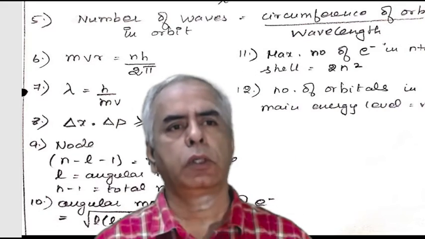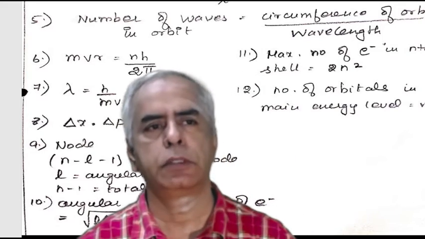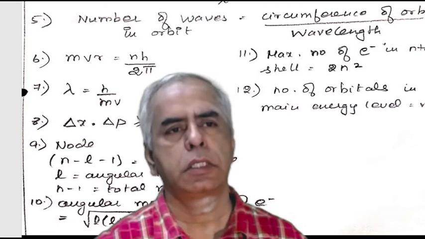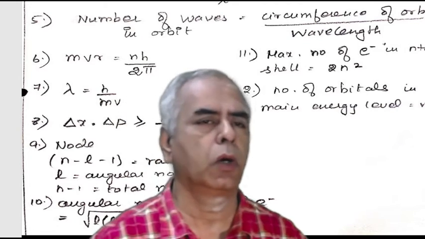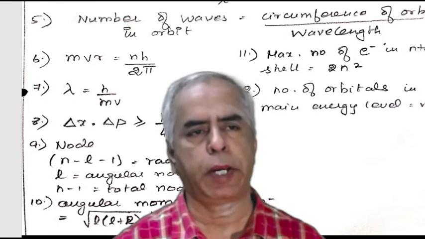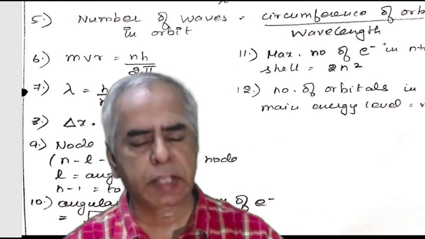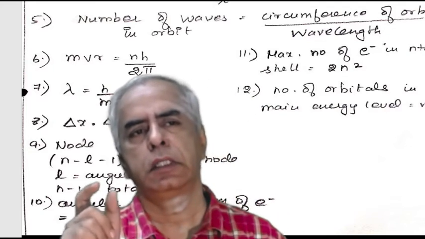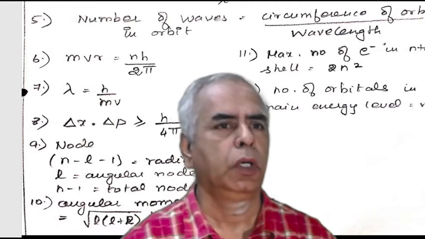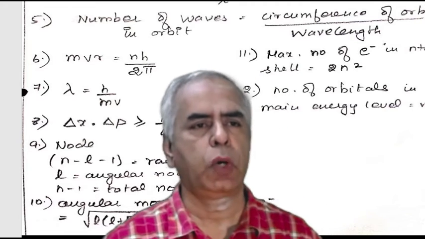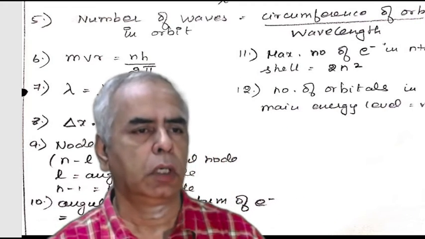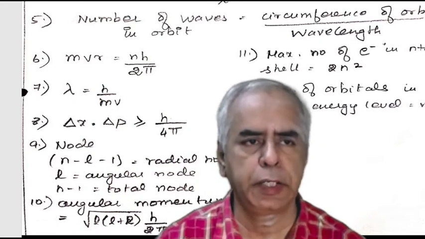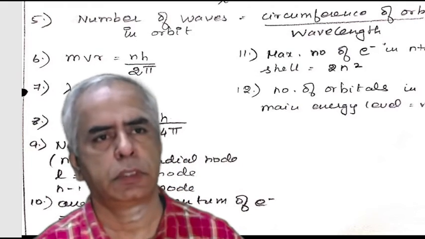And according to Heisenberg's uncertainty principle, delta x into delta p is greater than or equal to h by 4 pi, where delta x is the uncertainty in position and delta p is the uncertainty in its momentum. So it would be very difficult to identify the electron along with the parameter, that is momentum. So that is the idea of Heisenberg's uncertainty principle.